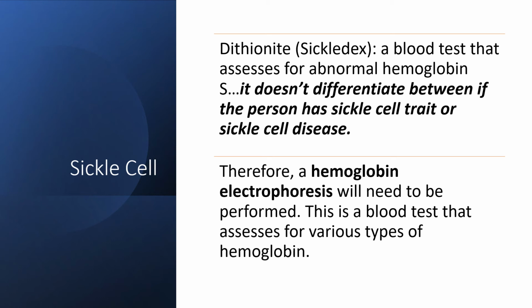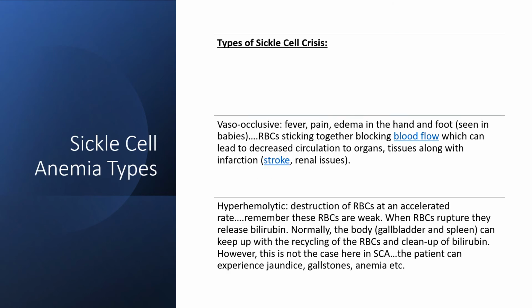Of course, the sickle dex is cheaper than the hemoglobin electrophoresis. Types of sickle cell crisis. You have the vaso-occlusive. Vaso is in the vascular, occlusive is obstructive. It gives fever, pain, swelling in the hand and foot. It's especially seen in babies.